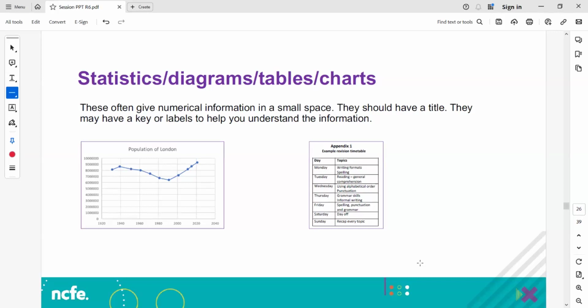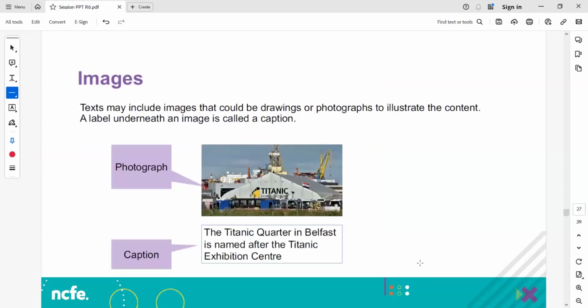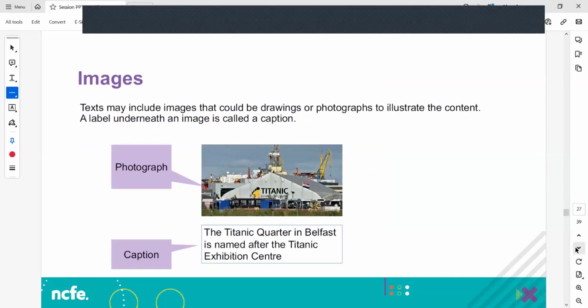Images can be included, which might be a drawing or a photograph which illustrates the content. And the label underneath is called a caption. So if we imagine there was a news story about the Titanic Exhibition Centre in Belfast, and they've illustrated that with a picture of the exhibition centre. So it helps the reader to visualise what they are reading about.